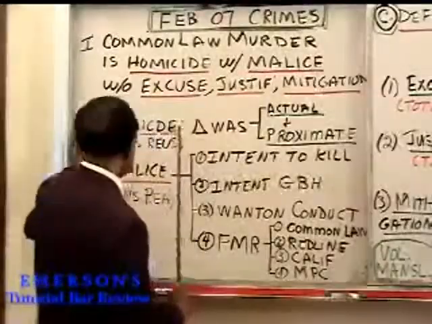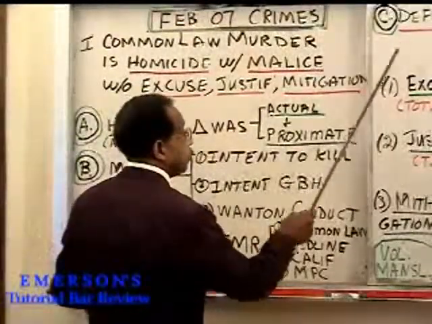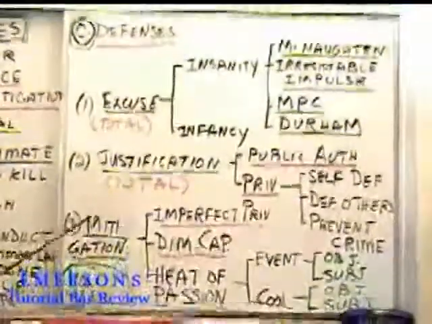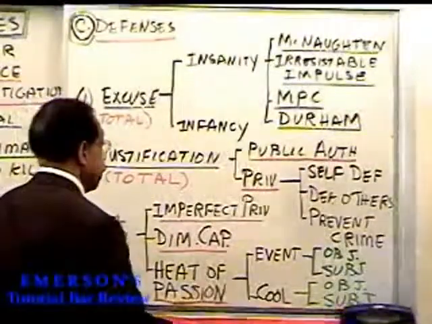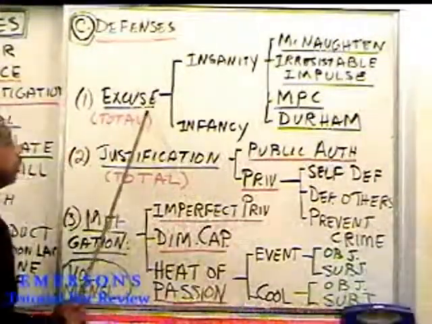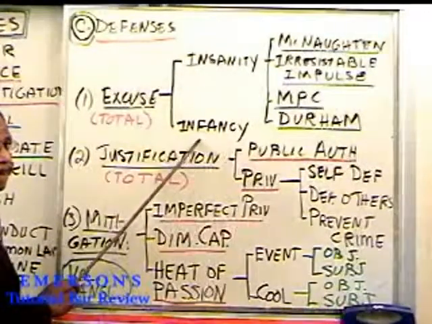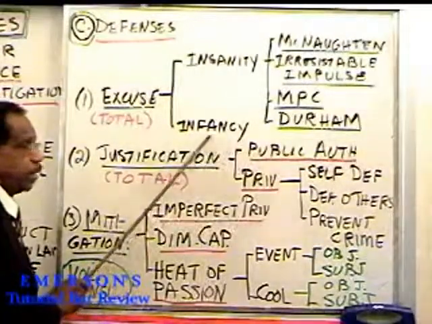So we have homicide with malice without excuse. The 3 defenses here: excuse, justification, or mitigation. Let's look at the excuse. There are only 2 excuses: insanity and infancy. Infancy we have never had to deal with on the bar.